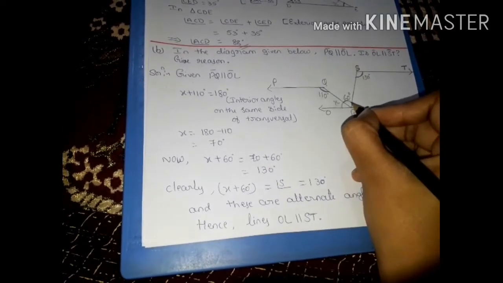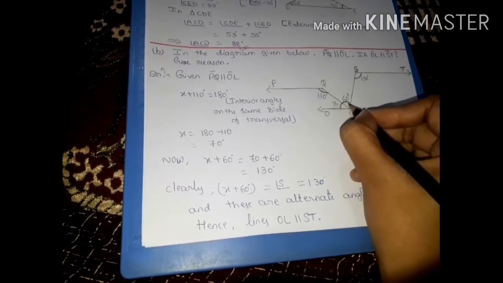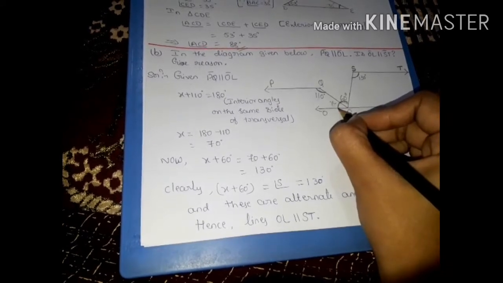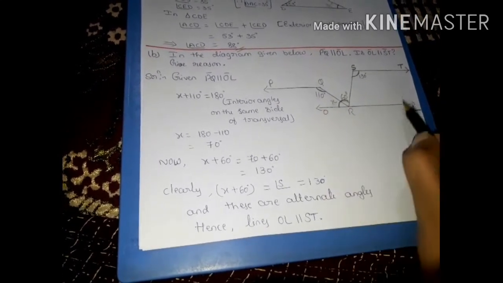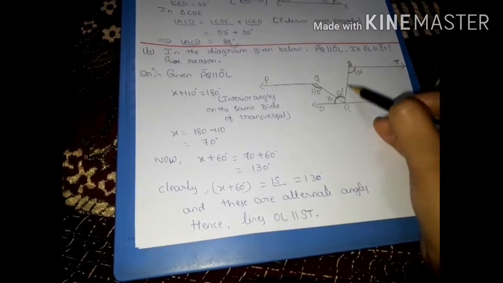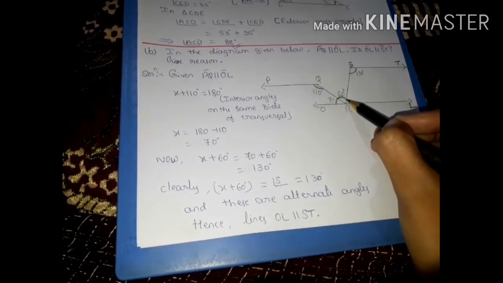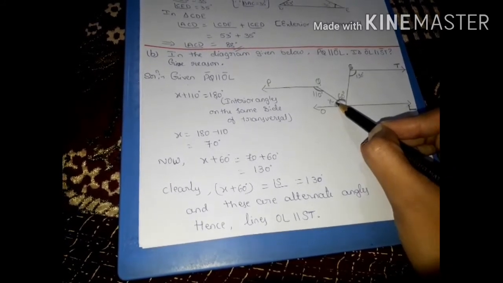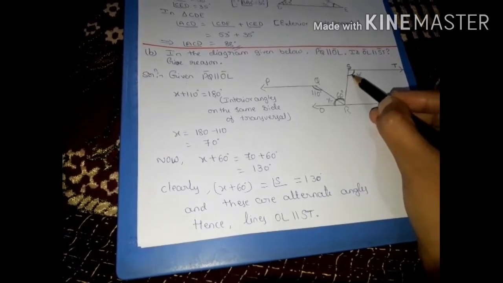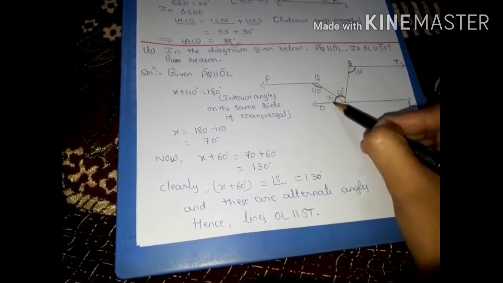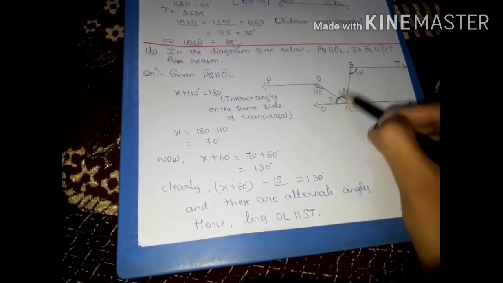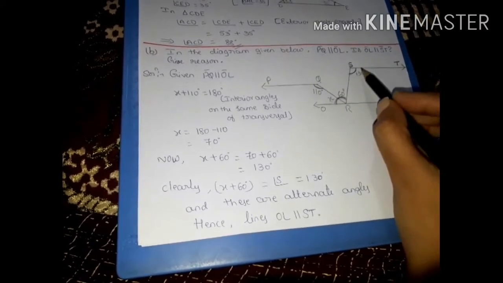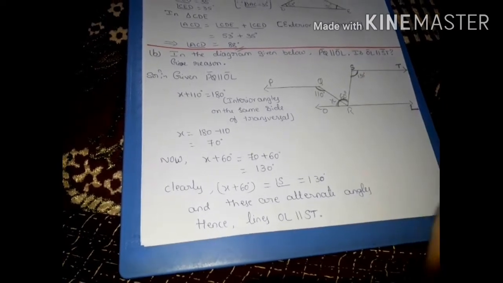This complete angle, what I am showing here, this X and 60 degree, the sum of these two angles we got 130 degree. By considering OL and ST lines, SR acts as a transversal. Already angle S is given here as 130 degree. Then these two angles are alternate interior angles. Alternate interior angles we got 130 degree. Then we can say that OL is parallel to ST.